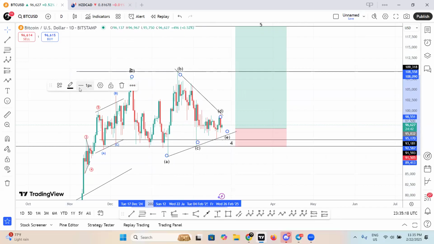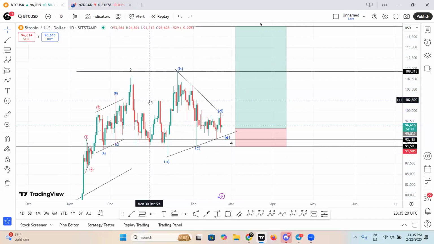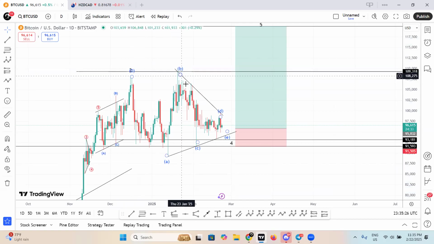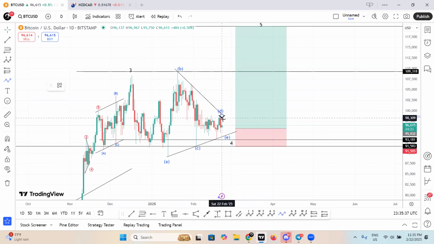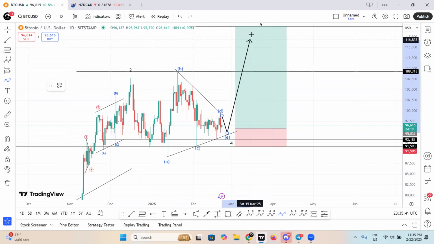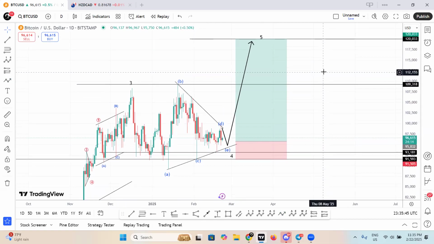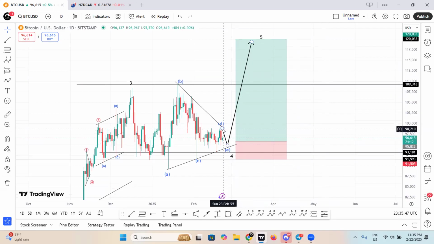Let me change this one to not black. Let me change it to blue. So what do we have here? We have wave 1, wave A, wave B, wave C of the triangle, then wave D. And the last but not the least is wave E, which is coming down. Can you see this wave E? Then I expect another touch before we move to 120,000. So this is what I expect.